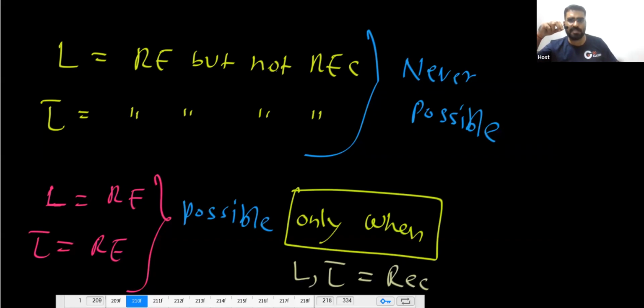Or I can say L is REC. Okay, or this is enough, right? If I say L is recursive, this is enough. Automatically L complement will be recursive. So this is what I'm saying. This is possible: L and L complement both are RE. This is possible only when L is recursive.